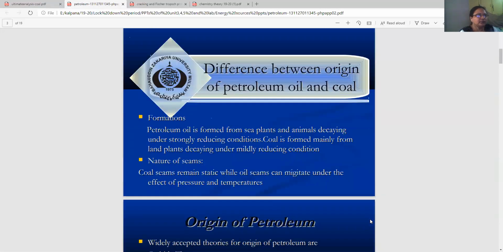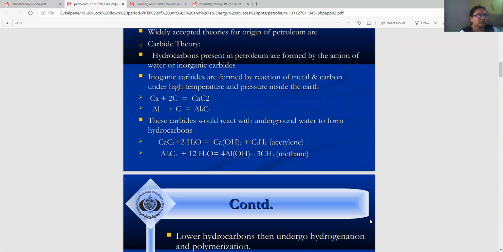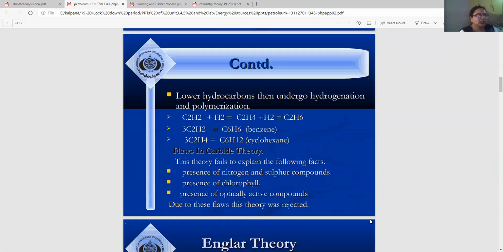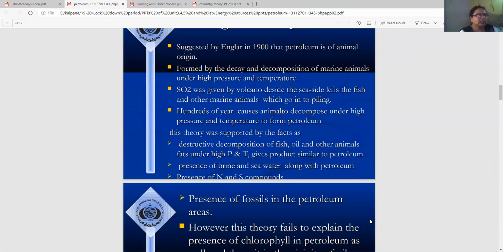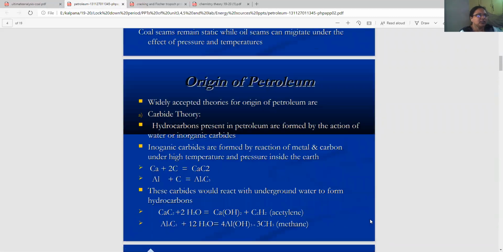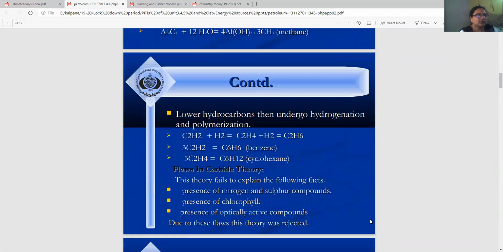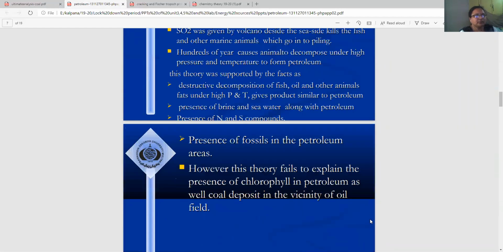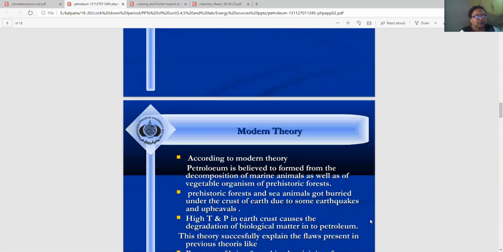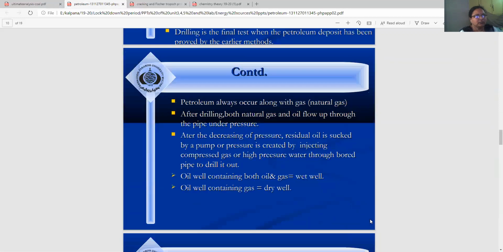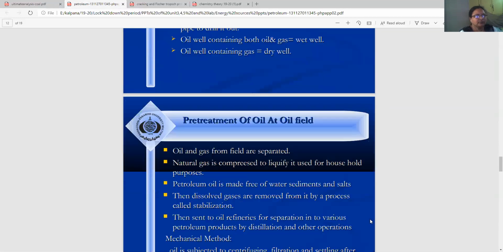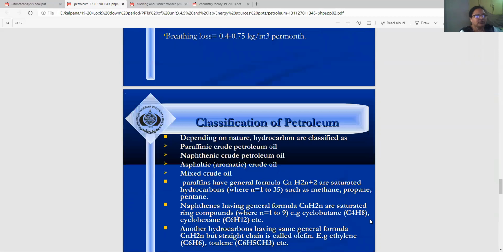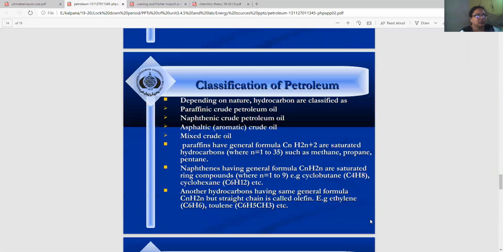Now, the origin of petroleum, all these things you know. Then coming to the theories, that is Engler's theory, carbide theory, all this you know, I think you have studied in your intermediate. Just for your refreshment, I'm showing these slides. Okay. Now coming to its classification.